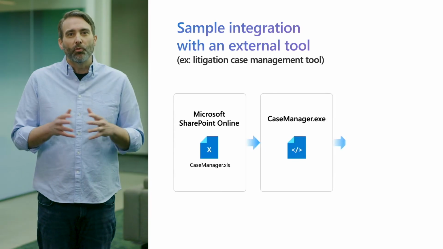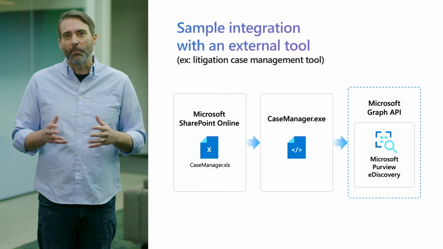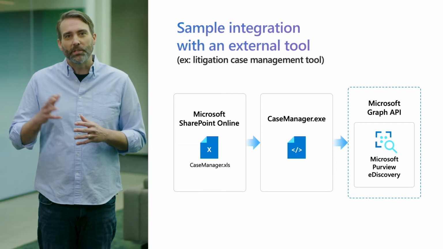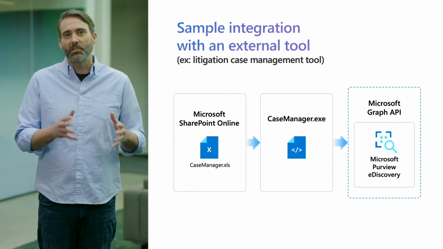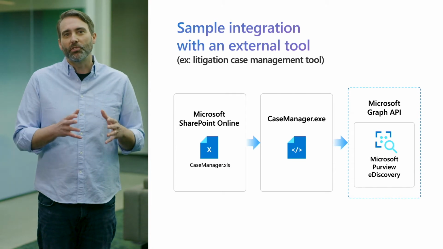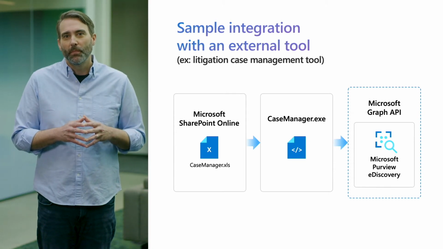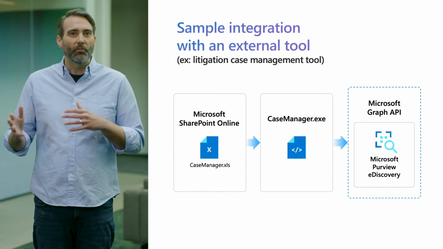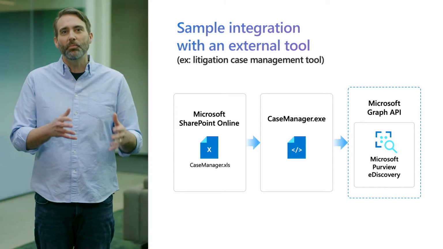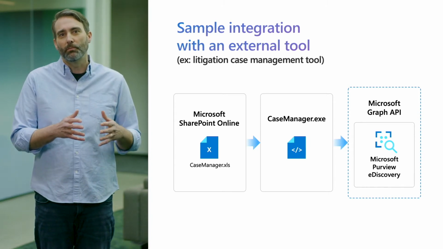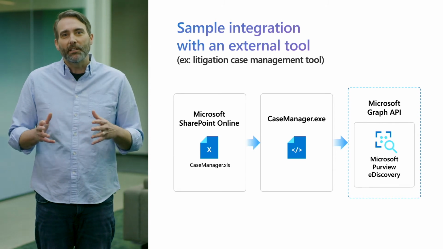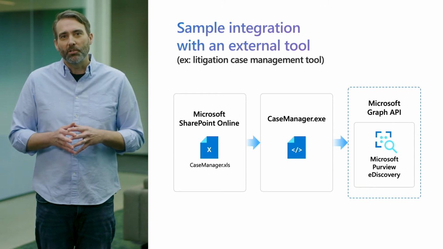So first off, we'll start with a simple executable console app to show how this can work. We'll take a look at a case management Excel spreadsheet and show how you can build a simple business user intake form. This form, when executed, will look for any changes and execute updates directly into the eDiscovery portal. So let's take a look at how to get this set up and running for your organization.